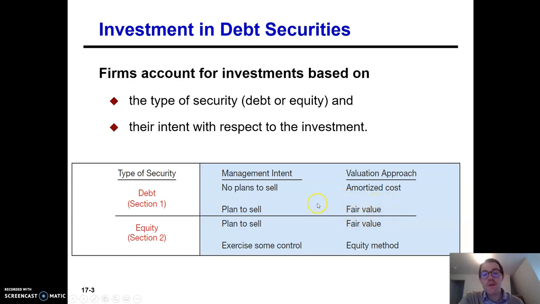So if you do plan to sell it, the FASB says you have to account for it using the fair value method, meaning you update your balance sheet as the value changes, raising or lowering it.